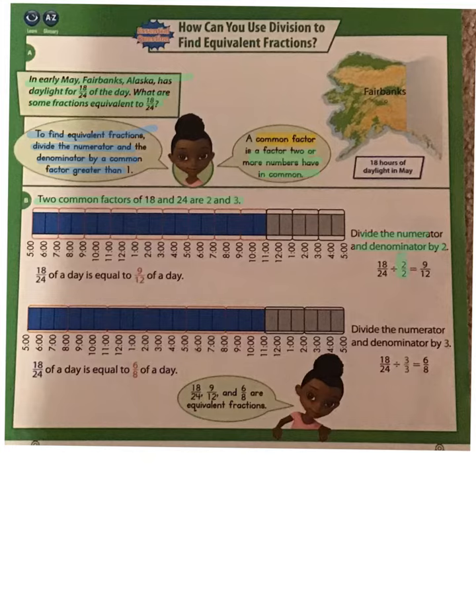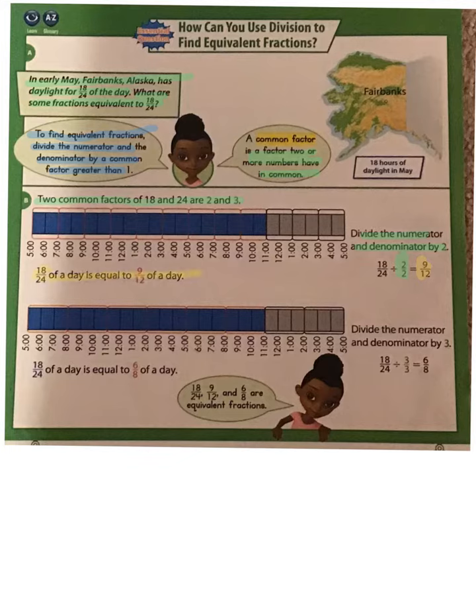So 18 divided by 2 is 9, and 24 divided by 2 is 12. We're just using division, doing the same thing we did yesterday, but instead of multiplying, we're dividing by the same number. So 18/24 of a day is equal to 9/12 of a day.